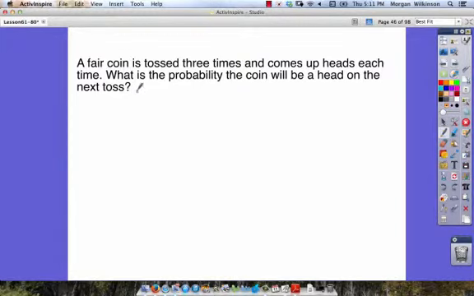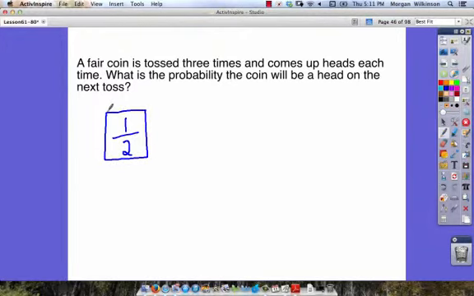Well, if it's a fair coin, it doesn't matter what has happened before, because when you toss it, the probability will always be the same. It will always be 1/2 of a chance that you'll get a head and 1/2 of a chance that you'll get a tail. So what's the probability that the coin will be a head on the next toss? Since it doesn't matter what happened before, it will be 1/2.